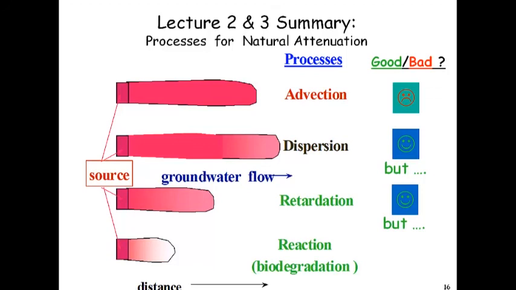Reaction. Well, surely that's good. We're getting rid of the contaminant. But what would happen if the reaction is producing a more toxic and more mobile chemical than the product that we started out with? This happens with chlorinated solvents. Trichloroethylene is converted to the more mobile and more toxic vinyl chloride. That, in fact, would be bad. These processes are quite complex, and their outcomes are not always clear.